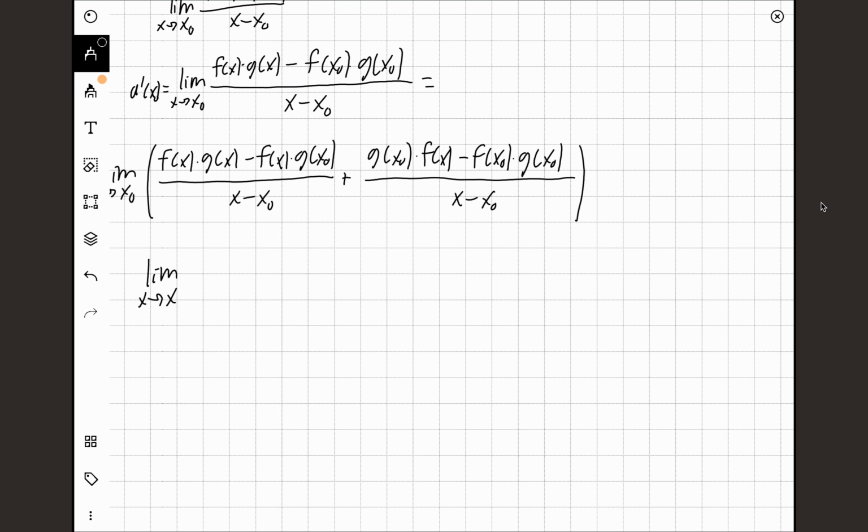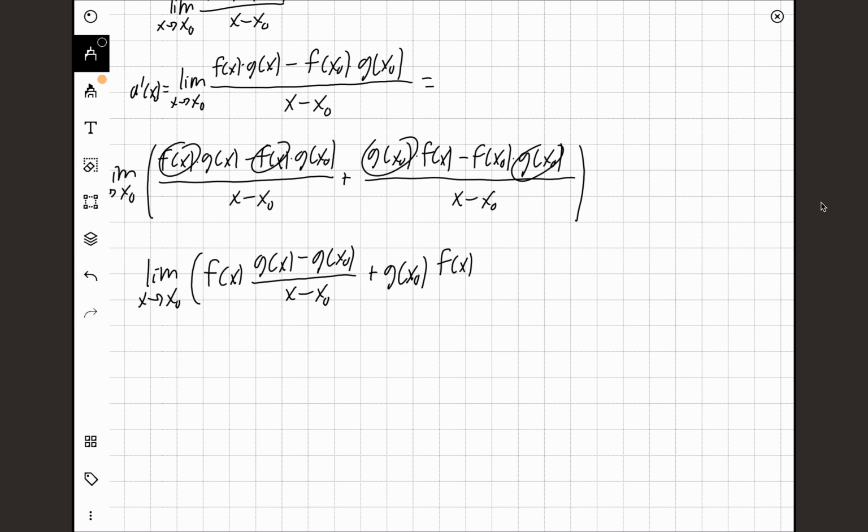Limit as x goes to x0 of, well, we can see we have f of x here, so we can just take it out. So this is gonna be f of x times (g of x minus g of x0) over (x minus x0). And here we have g of x0 and g of x0, so we can also factor it out. So plus g of x0 times (f of x minus f of x0) over (x minus x0). This is what we have done.